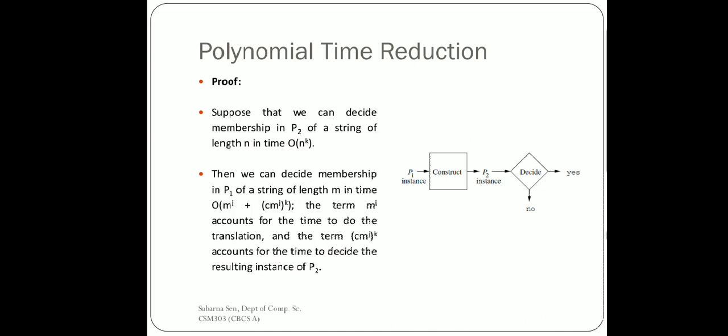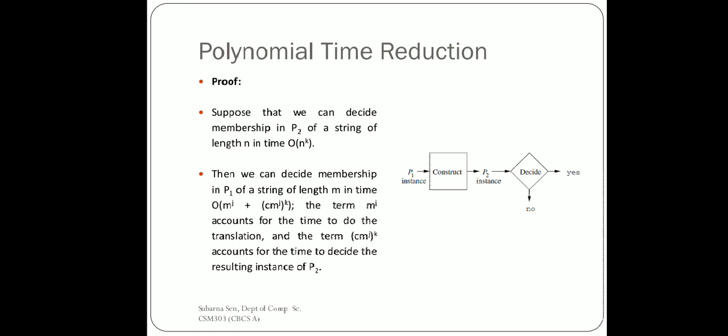Now suppose that we can decide the membership of P2 on a string of length n, and we have already assumed that it is consuming order of n to the power k. It's a polynomial growth for P2. Then we can decide the membership of P1 on a string of length m in time, what? Because previously we have seen the translation algorithm is consuming m to the power j.